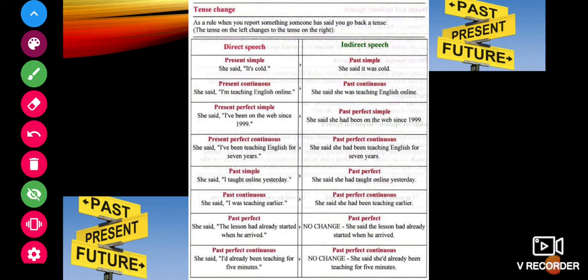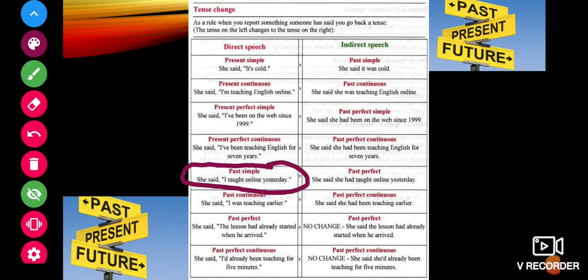If the direct speech is in present perfect tense, the indirect speech is in past perfect tense. She said, "I have been on the web since 1999." Look at the change. Have been is changed to had been, because have been is present perfect and it has changed to had been, which is past perfect. If the direct speech is in present perfect continuous, it changes into past perfect continuous. She said, "I have been teaching English for 7 years." Note that have been here is changed to had been.